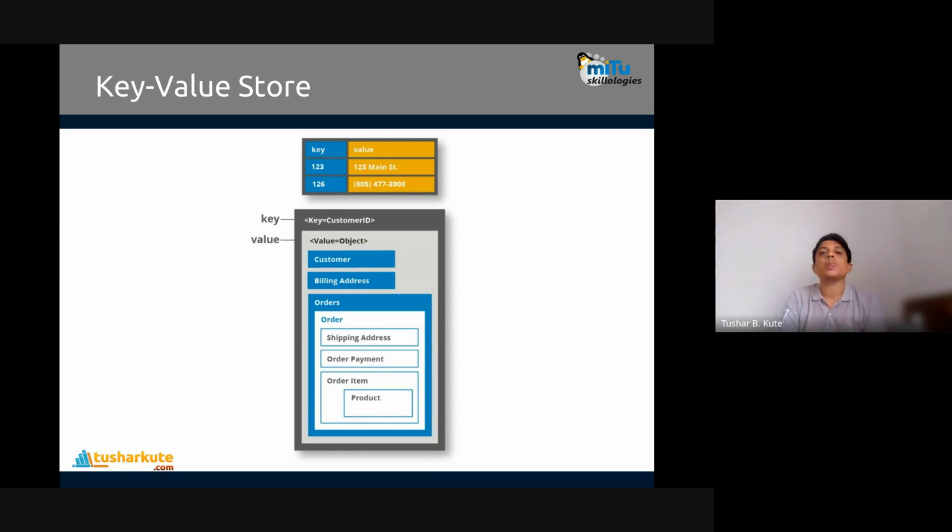The key 123, a value 123 main st 126, and these values are there, and it can contain any key of this value. Means under a key you can also have one more key store, something like that. You can see key customer id, under it we have a value object, under it we have customer billing address, under it we have another key value pair order, under order we have shipping address first key, order payment second, order item, and under it we have product. Like all inside.